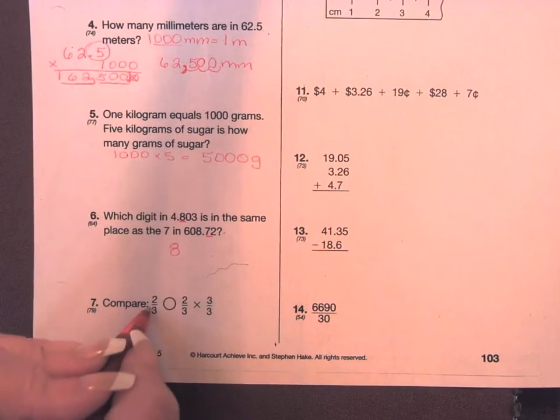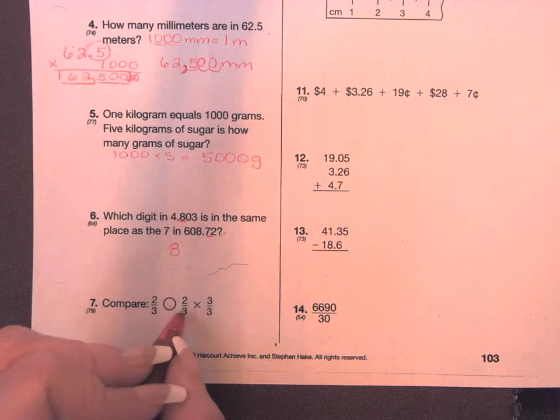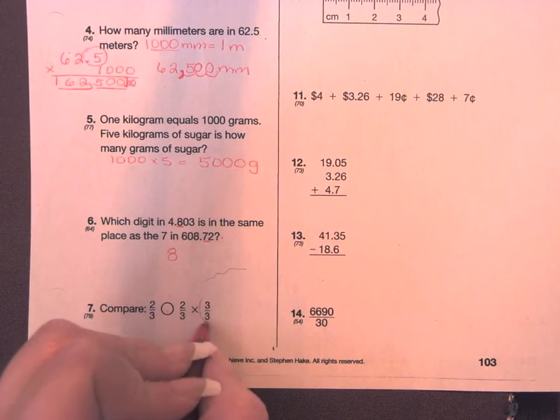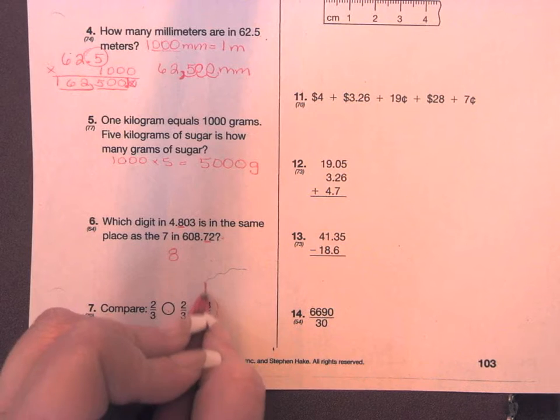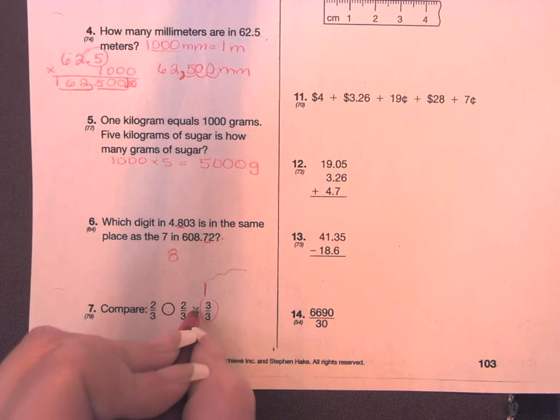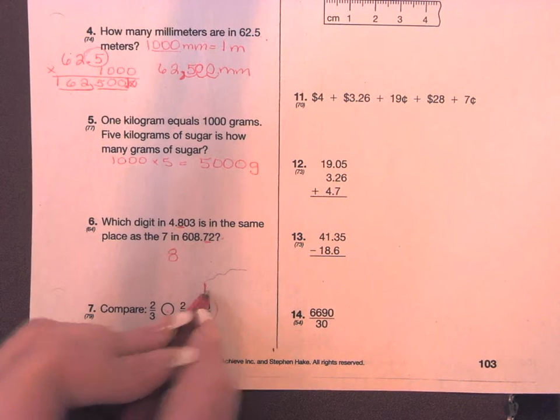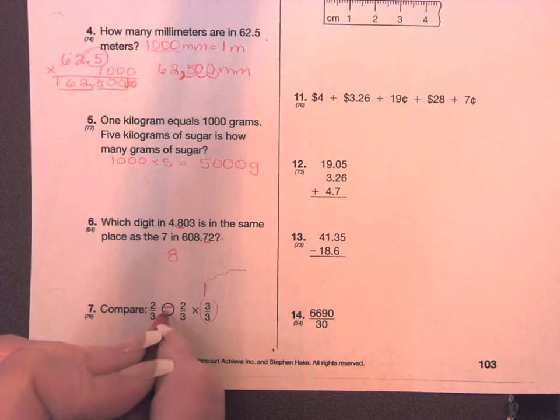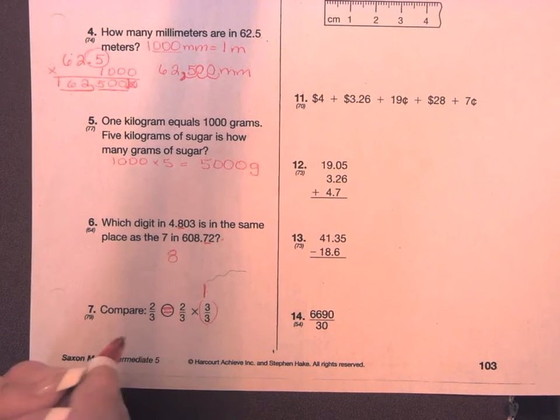We have 2/3 is greater than, less than, or equal to 2/3 times 3/3. Well, remember 3/3 is the same as 1. So if I'm taking 2/3 times 1, if I have one group of 2/3, that's the same as 2/3. So we have an equal sign here. Okay.